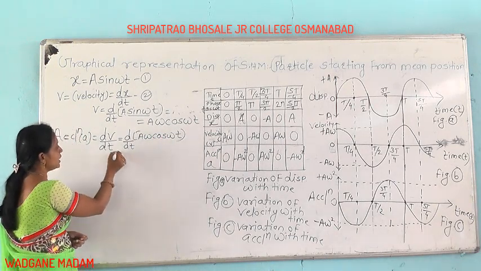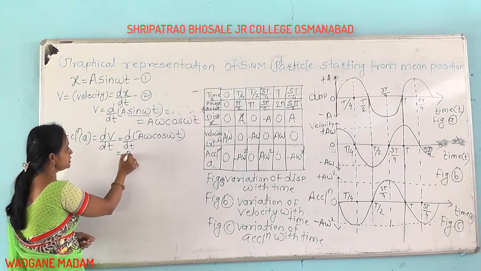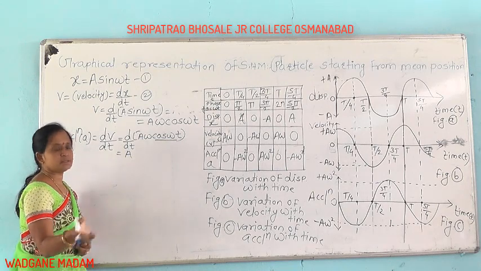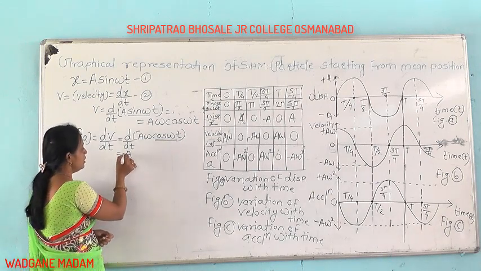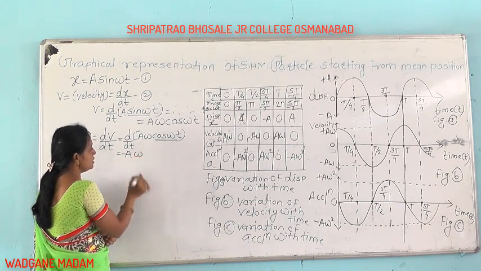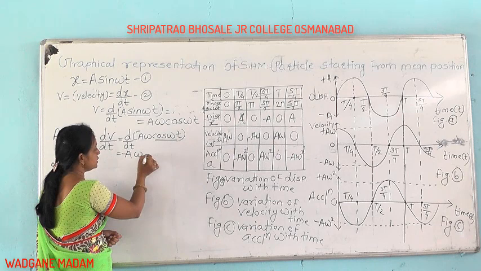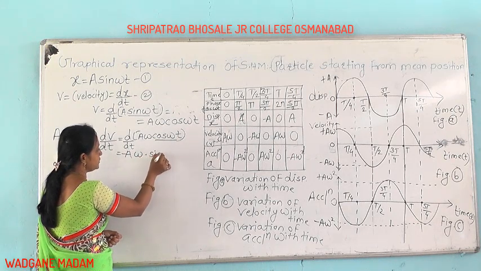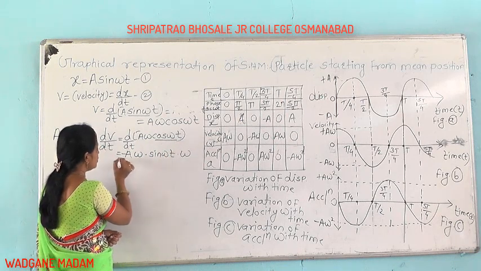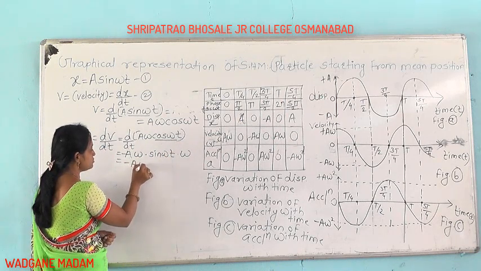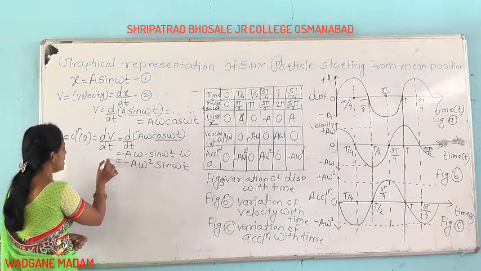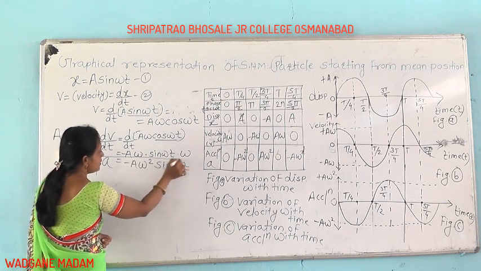Then, a omega is a constant term, and the derivative of cos omega t is minus sin omega t. Therefore, we can write here minus omega, and the derivative of omega t is omega again. Therefore, we get the expression minus a omega square sin omega t. This is the acceleration of the particle.